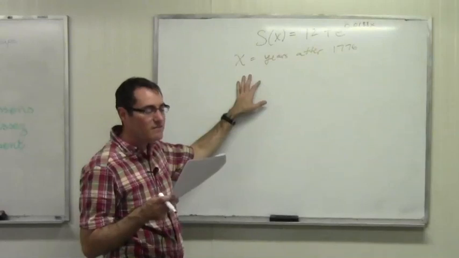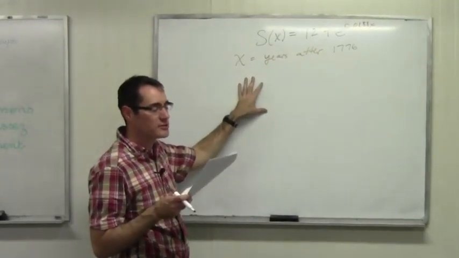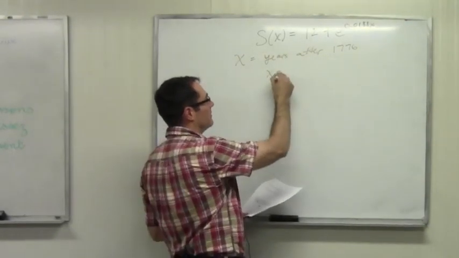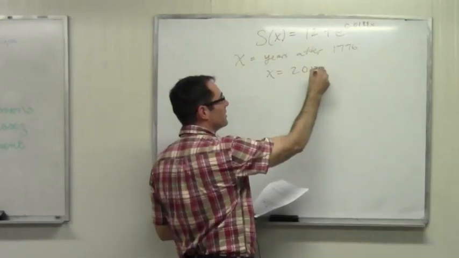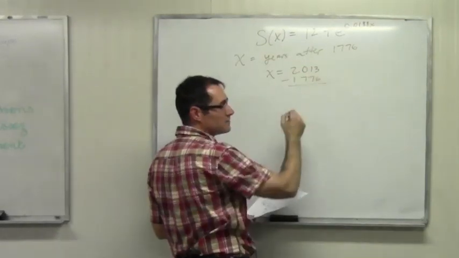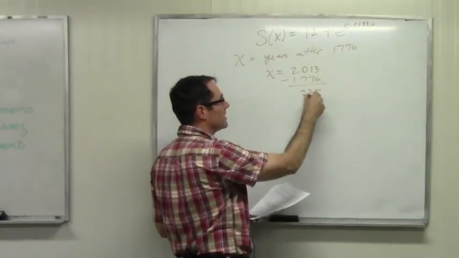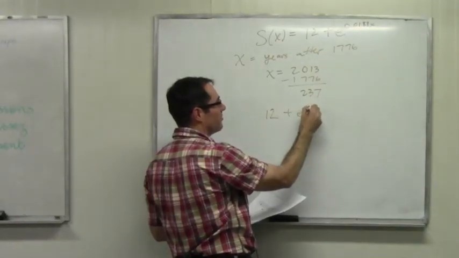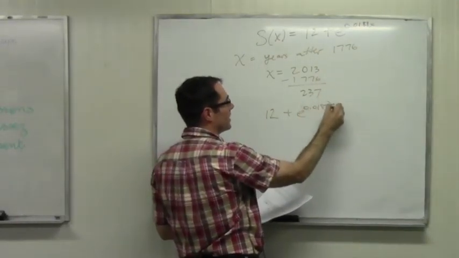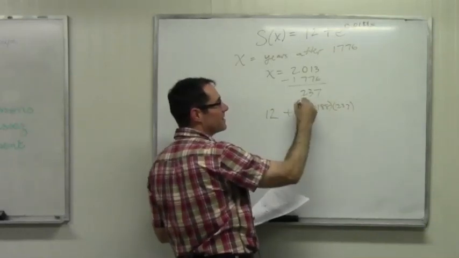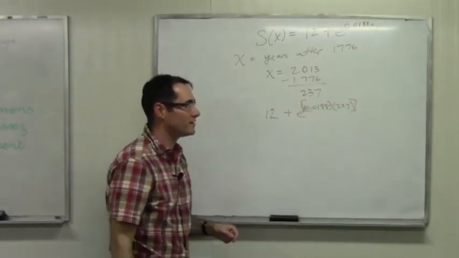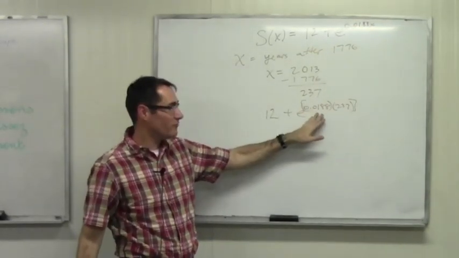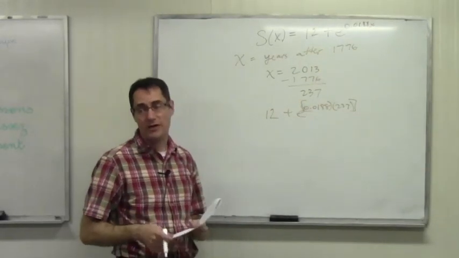OK. And then it says, find the stupidity. How stupid are members of Congress in 2013? Well, what's x going to be? 2013 minus 1776. 237. You plug it in. 12 plus e raised to the 0.0188 times 237. And remember, this is basically in parentheses here. Most of your silvery calculators don't put the parentheses for you. The other blue ones do put the parentheses. Just don't forget to do that. You do have to put the parentheses in there.